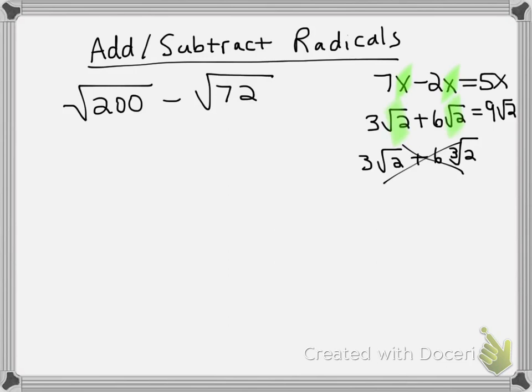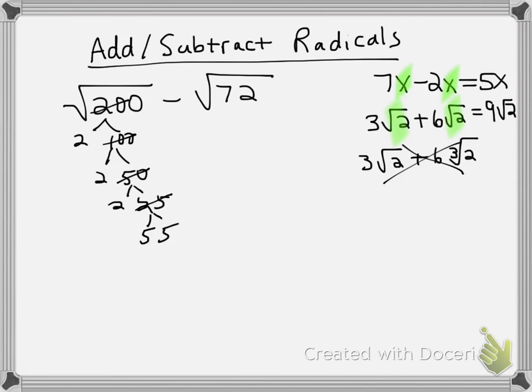Now we're going to look at how we can actually add or subtract these. If you look right now, the radical is the same, a square root and a square root, but the radicand is not the same. It's 200 and 72. So we're going to have to simplify. We might be able to combine these, but we have to determine that first. So I'm going to break it up into a bunch of primes. If I break up 200, then break up 100, break up 50, and break up 25.